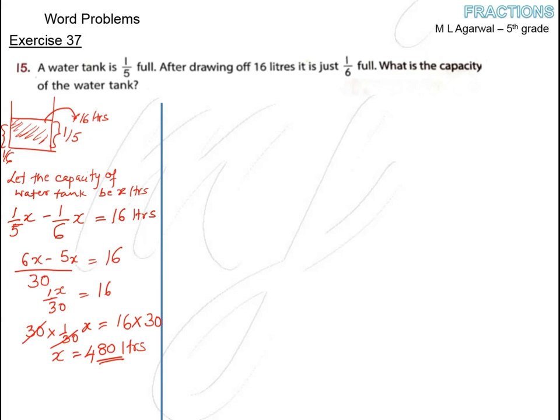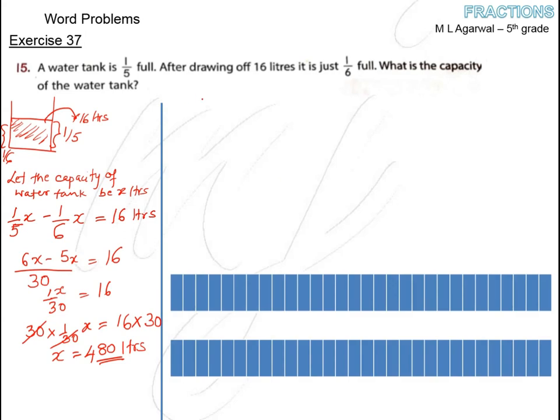Let us do it in the case of block diagrams. So here we have a fraction of 1 upon 5 and another fraction which is 1 upon 6. Okay, and 16 liters is water drawn out. So first we will convert this into equivalent fractions. I'll multiply this by 6 upon 6 and this 1 upon 6 by 5 upon 5. So this will become 6 upon 30, that is the first water which was there. Then after drawing, it becomes 5 upon 30. Correct? So I will have 30 equal parts.